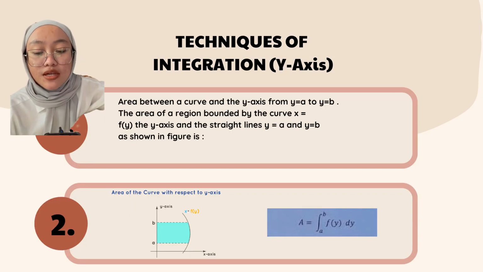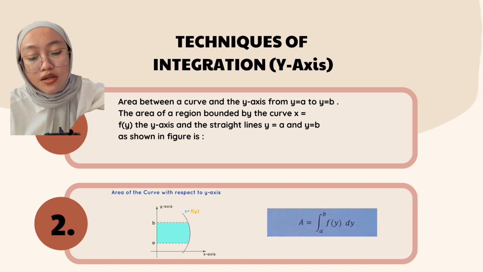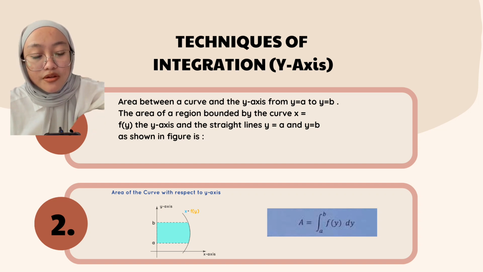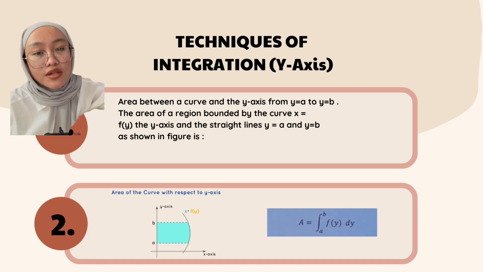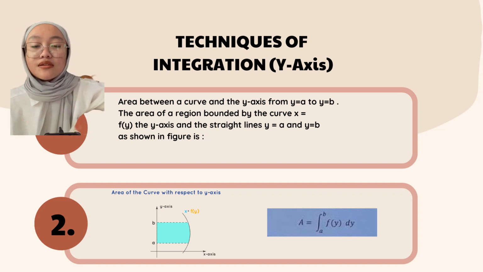Sekarang untuk y-axis, which is area between a curve and the y-axis from y equal to a to y equal to b. The area of a region bounded by the curve x equal to f(y), the y-axis and the straight lines y equal to a and y equal to b, as shown in figure. Untuk y-axis pula, dia dekat garis y, iaitu ada a dengan b tu kan. Lepas tu guna je formula kat sebelah dia tu, tapi f(y) dengan dy. Kalau yang x-axis tadi tu f(x) dengan dx.